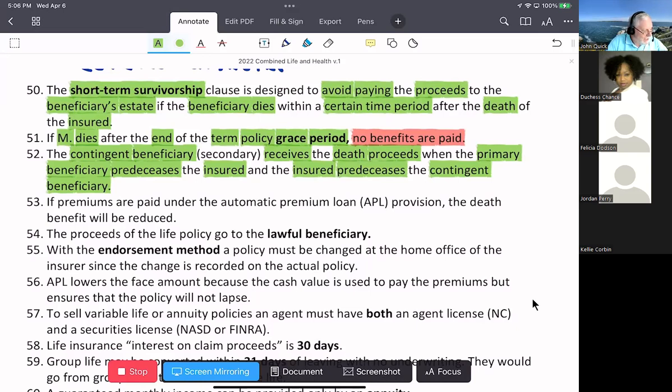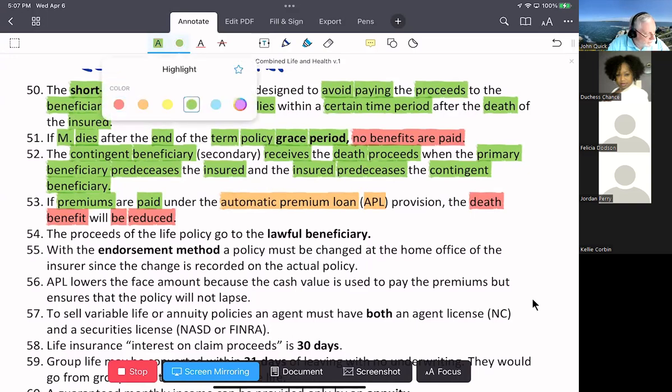Now, if you do have premiums paid under the automatic premium loan, APL, and then the person dies like a month later or 3 months later, the death benefit will be reduced because you had to take some of the cash value to pay the premium. Then instead of paying 100,000, they might only pay 99.2. So if you do the APL, it will reduce the amount of death benefit available.